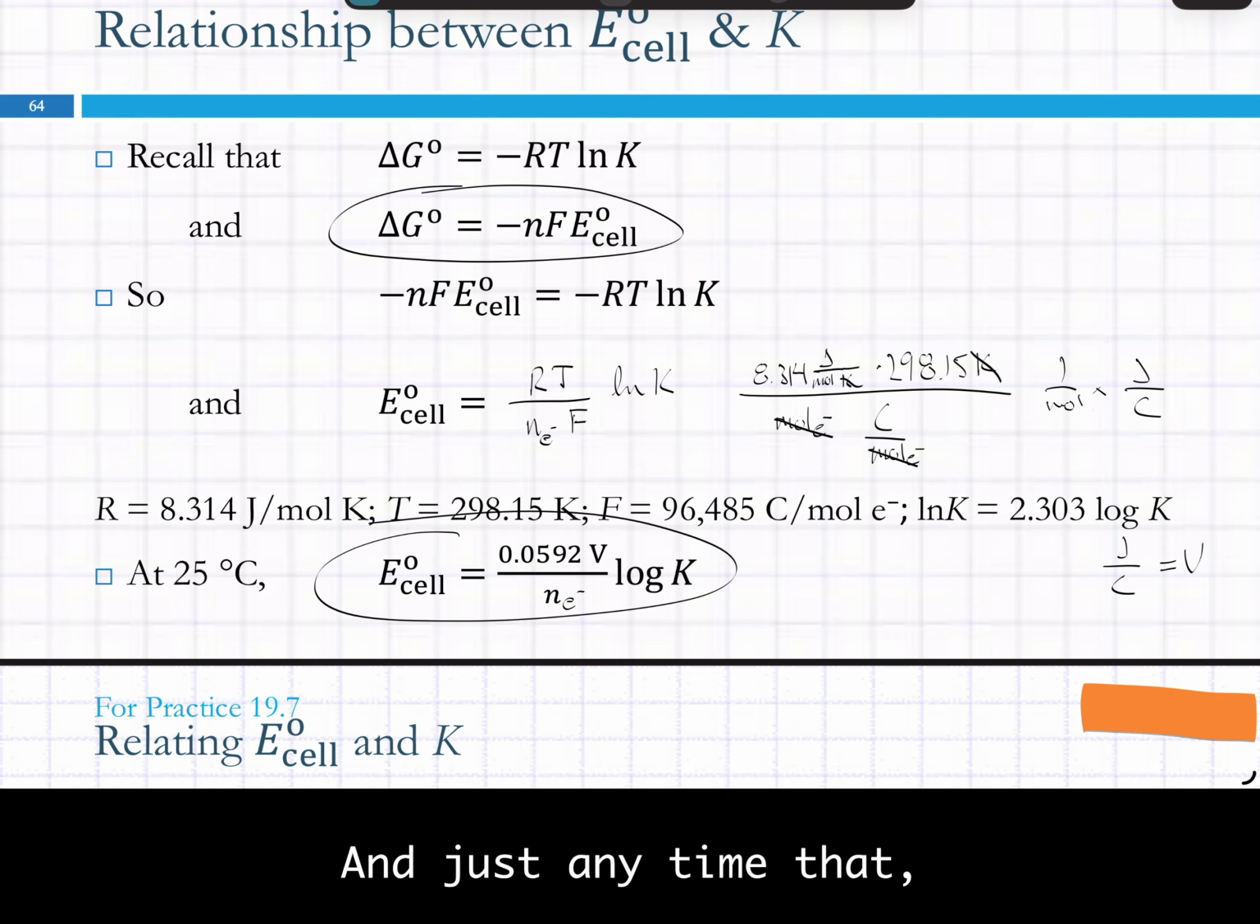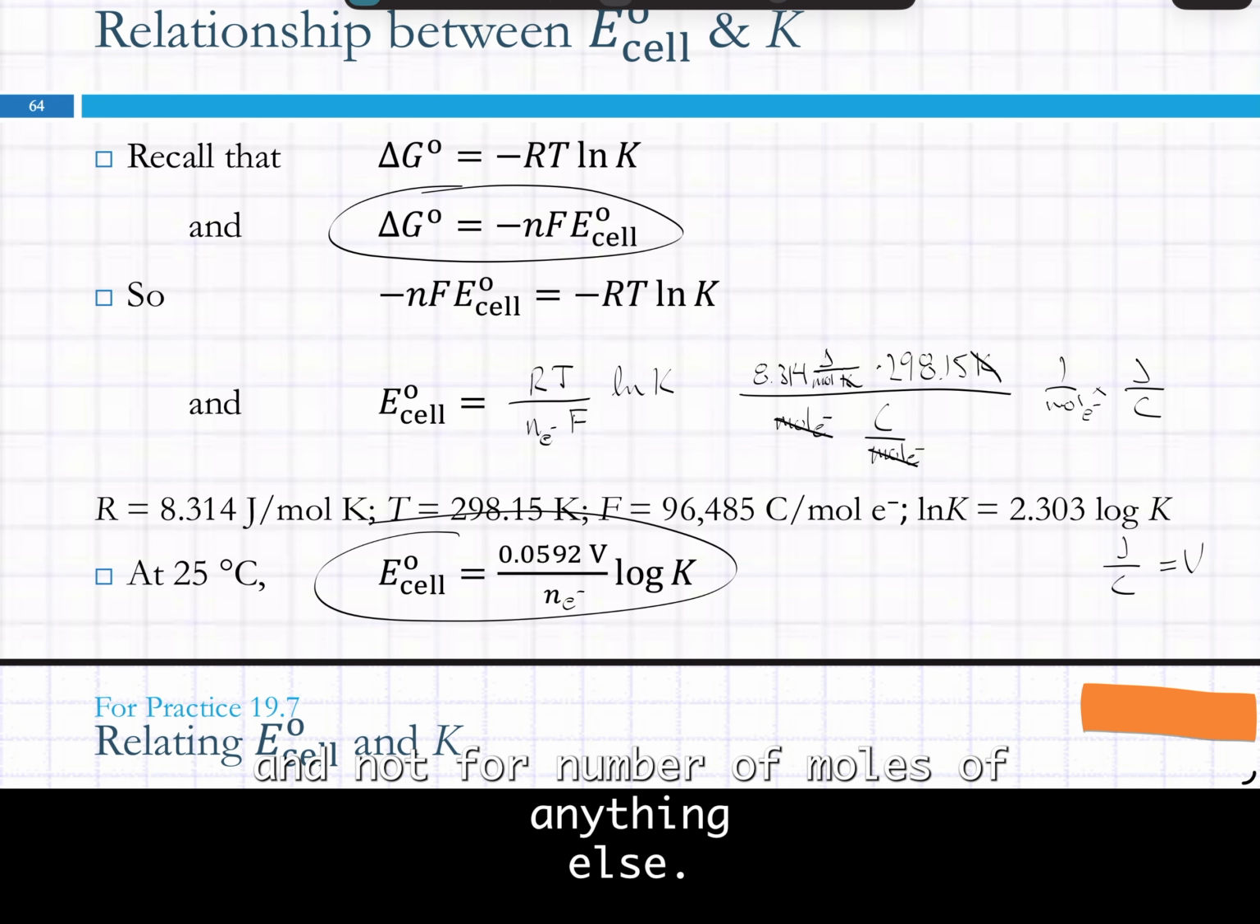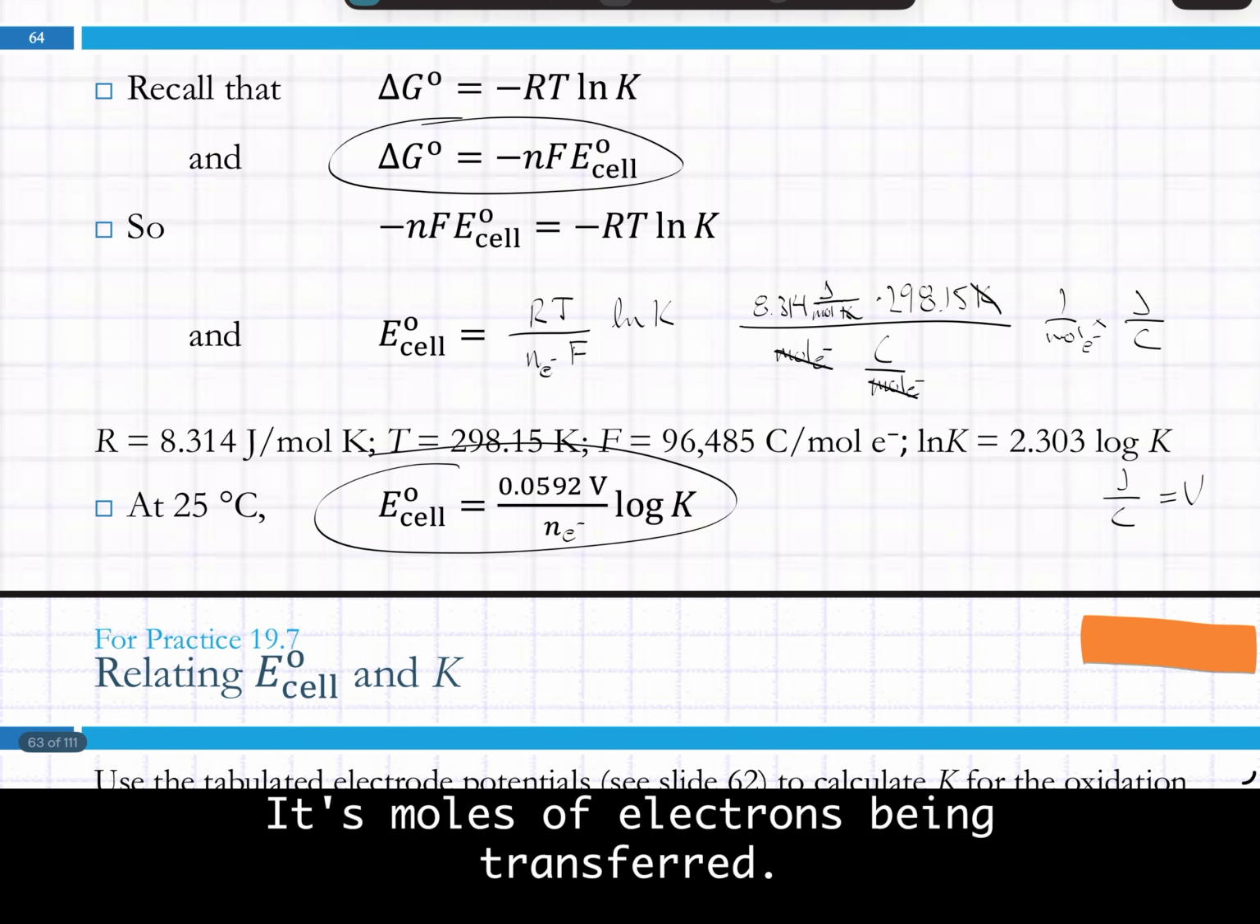And anytime the cell potential is involved, this n is for electrons and not for number of moles of anything else. It's moles of electrons being transferred.